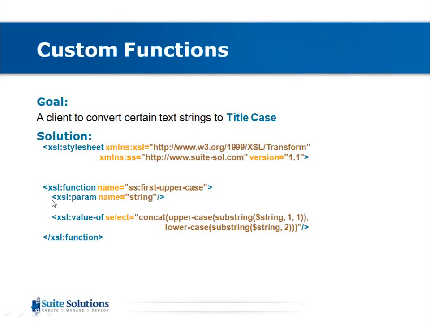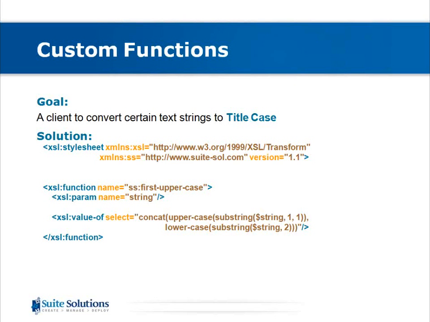And again, just as we could do in a template, we define a parameter, in this case, string. And what this custom function does is it returns the value of the following select statement. The select statement calls another function, concat, which concatenates two strings. And the two strings that it concatenates are the uppercase version of a substring of the string starting with the first character and continuing on one character.